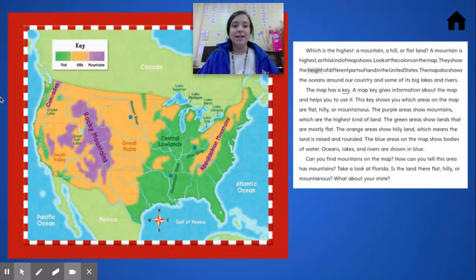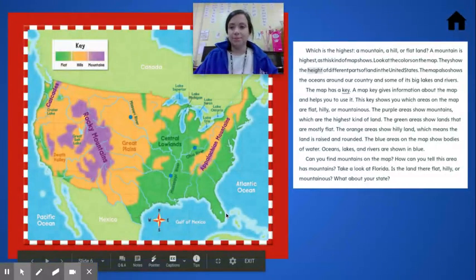This map has a key. Here's the map key. It gives information about the map and helps you to use it. This key shows you which areas of the map are flat, hilly, or mountainous. The purple areas show the mountains, so anywhere that you see purple on this map would be where mountains are. These mountains go through our state, the Appalachian Mountains.